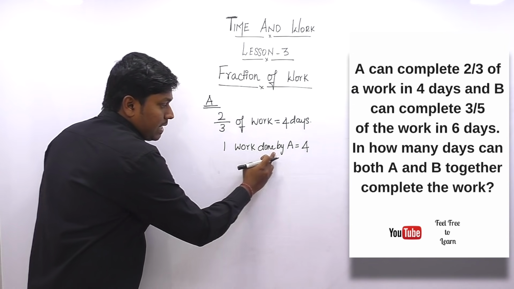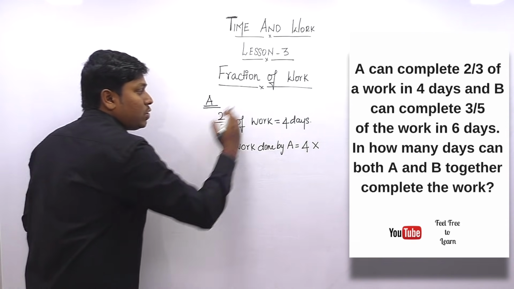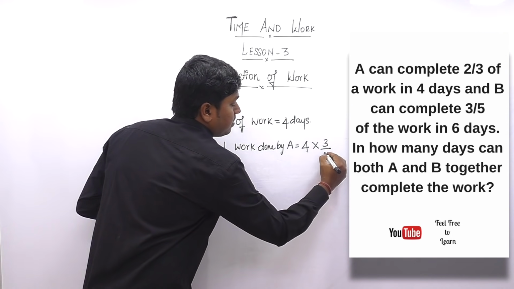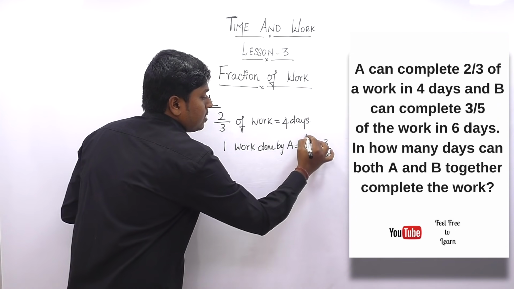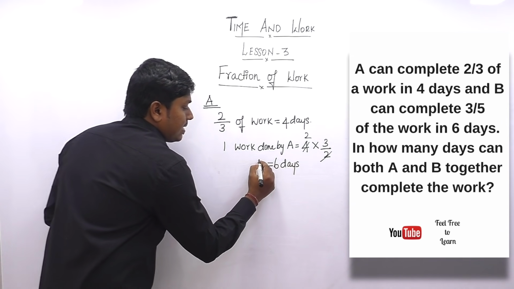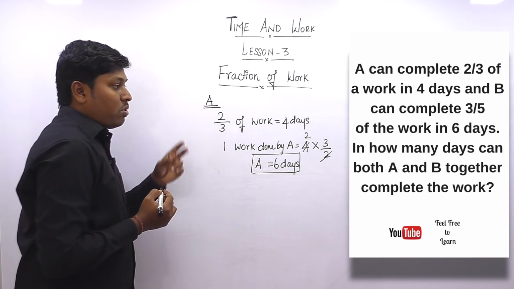So one work done by A is 4 into, when you bring this 2/3 towards the right hand side, it becomes reciprocal, right? So into 3/2. So friends, most important concept, right? When you cancel this 2 times, the result will be 6 days. So finally we can say that A alone takes 6 days to complete the work. So point number 2.